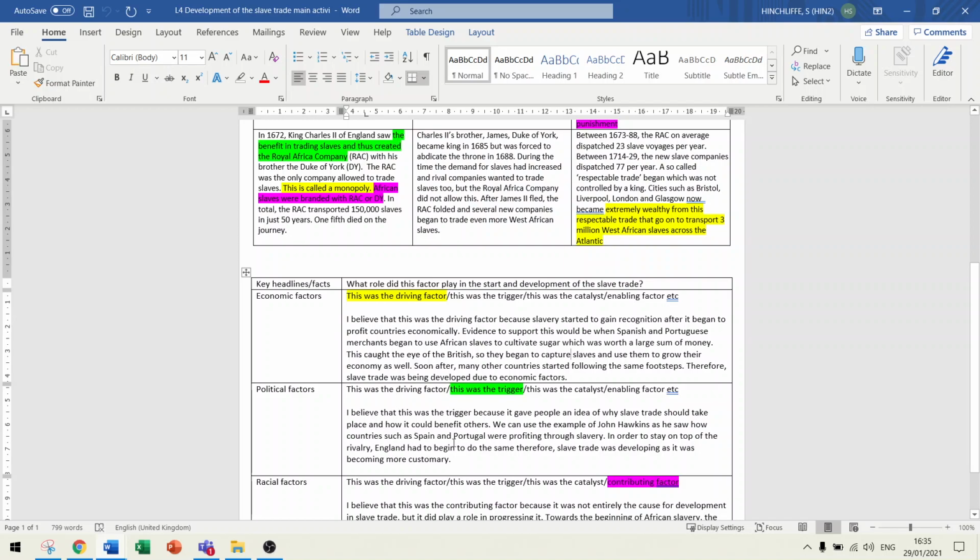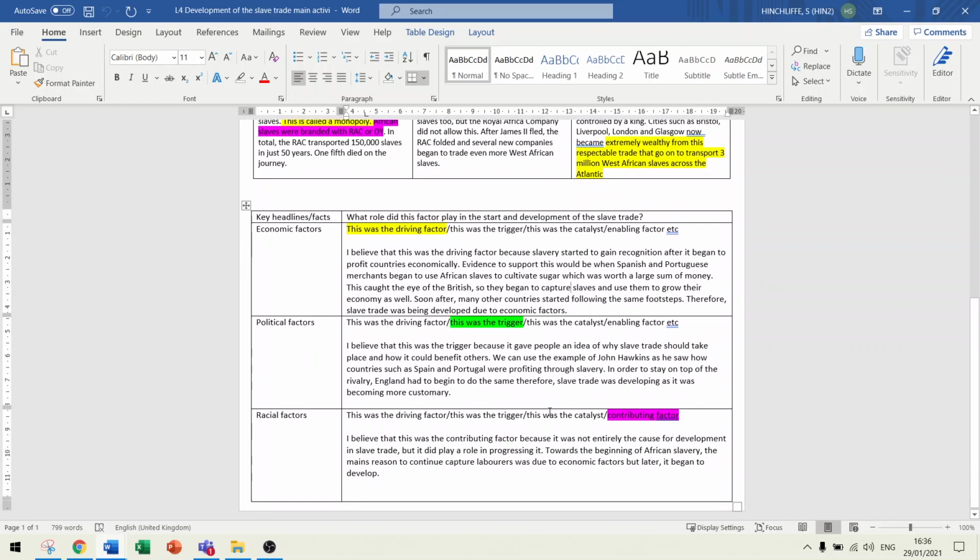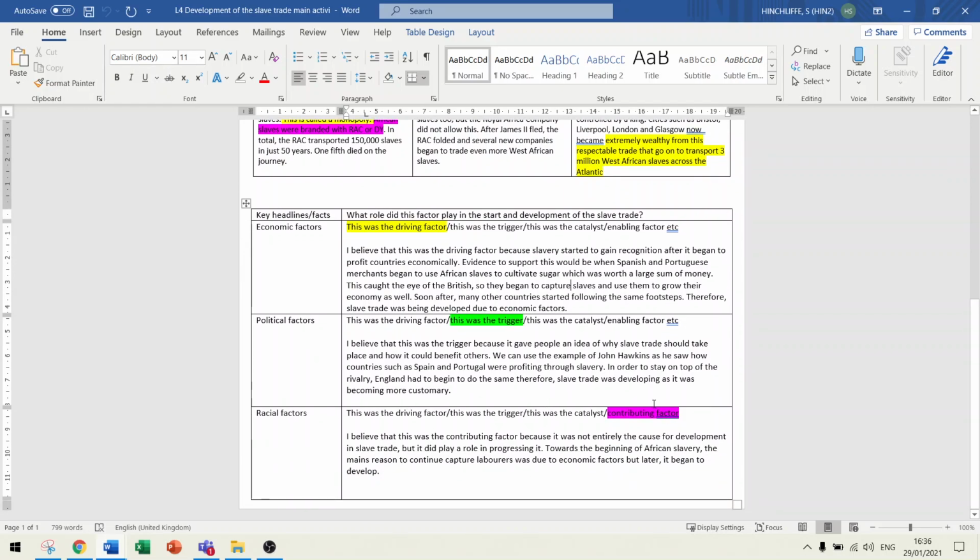She's then argued that the political factors triggered it. So John Hawkins was triggered by seeing the wealth of Spain and Portugal, linking to the economic factors, and that the racial factors were a contributing factor. The fact that it wasn't the main cause of the slave trade, so racial reasons was not the main reason, but as it progressed, and that's a really good point from her, it played a role in progressing it.